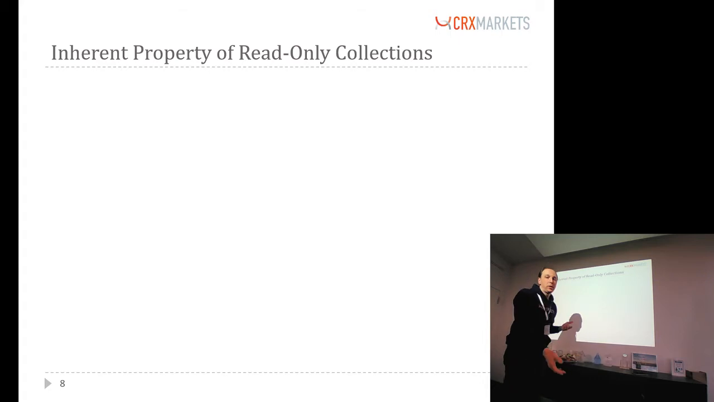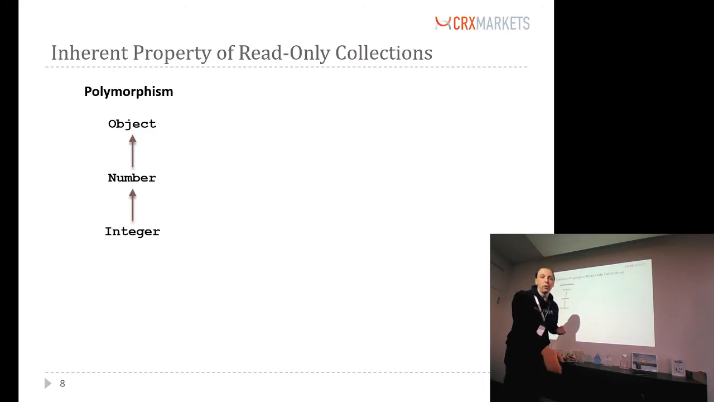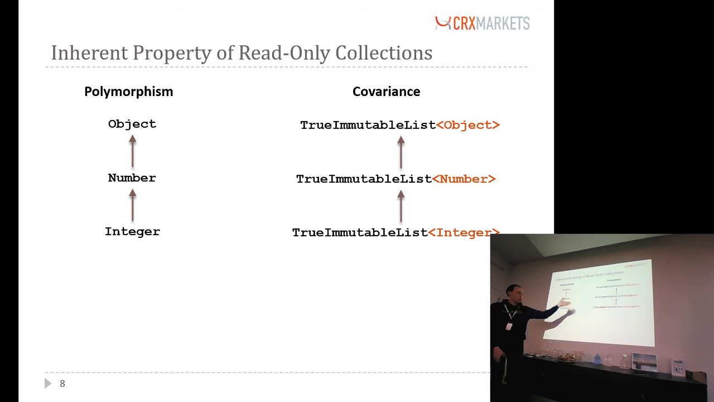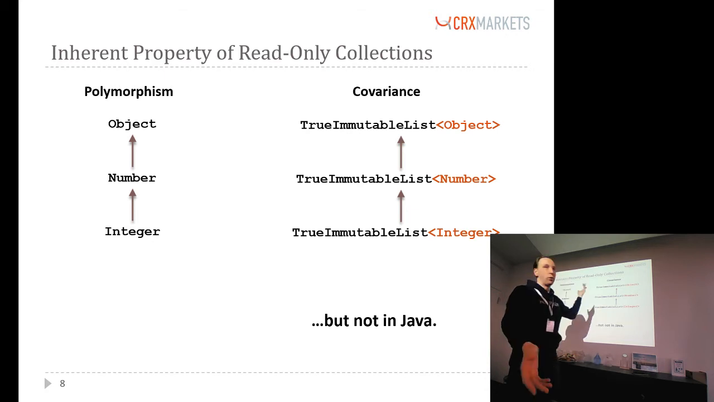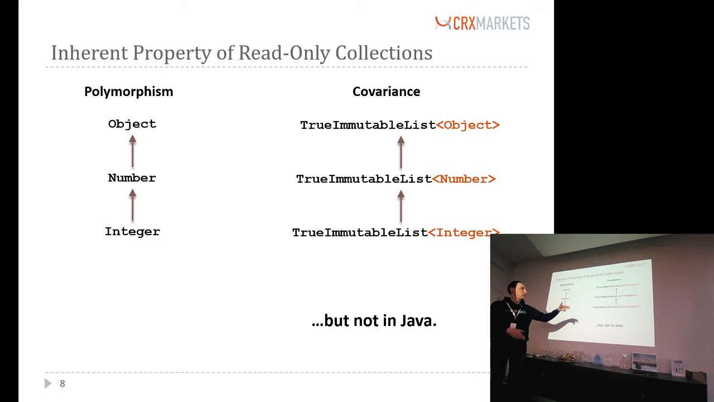But still, we see that this should be an inherent property of read-only collections. So if your type argument, according to polymorphism, can be cast like this, integer to number to object, then the true immutable list, if it existed in Java, should be cast in the same direction. And this is called covariance in type theory. So the arrows are going the same way. But unfortunately, you cannot do this in Java, because Java has no way of knowing that this particular list is covariant. You just cannot specify it.